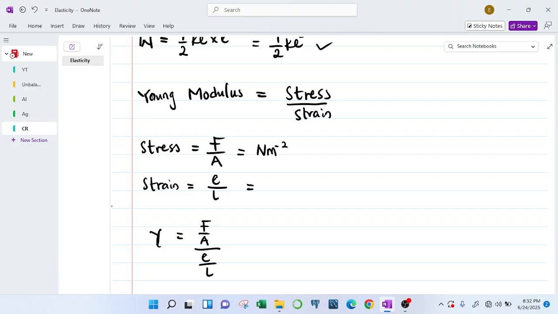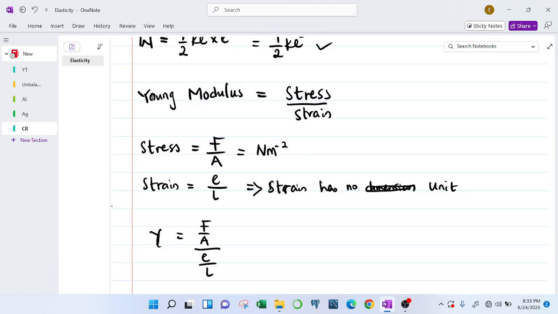But if you check out the dimensional analysis of this, extension is in meters. Length is in meters. Meters cancel meters. So you see the fact that strain has no dimension. So if you are following for Young modulus, automatically the unit for Young modulus has to be newtons per meter squared too.